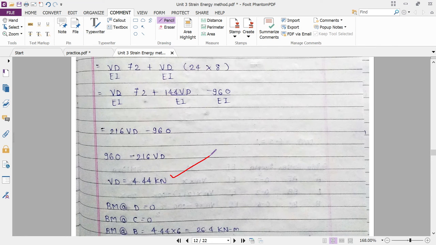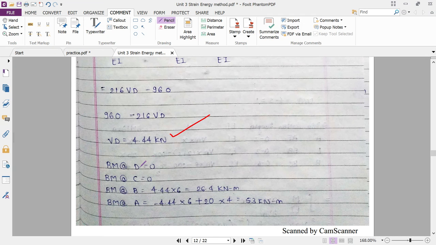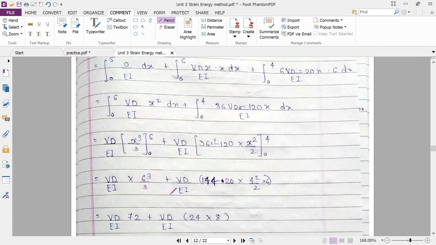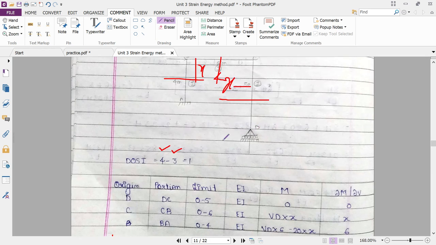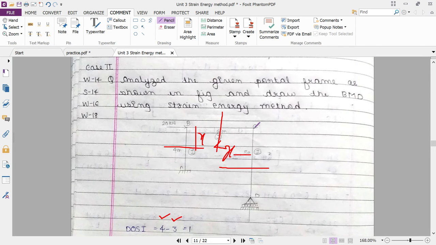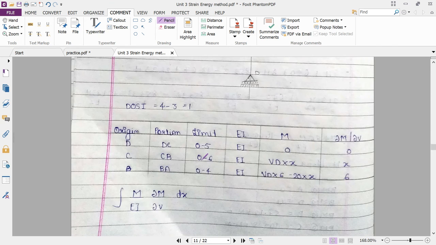Once this VD is known, we will calculate the value at D and C. The bending moment at D and C will be equal to 0. Let us see how it will be 0. This is D, this portion is 0, and at point C also it will be 0, because there will be no moment here; only the bending moment will be formed at point B, I think.